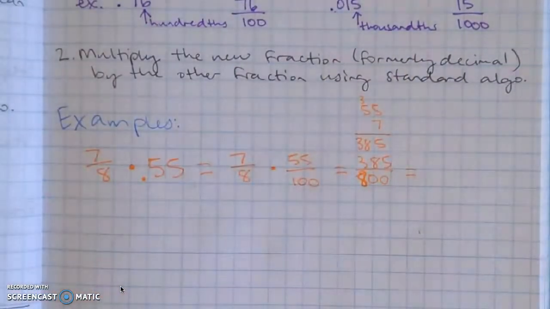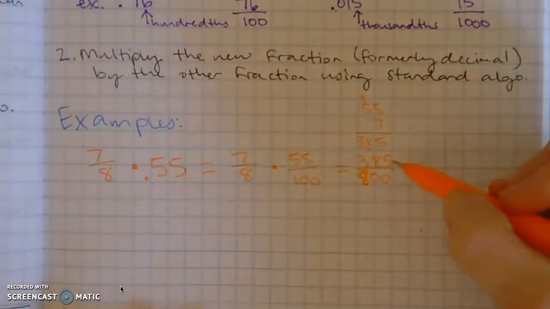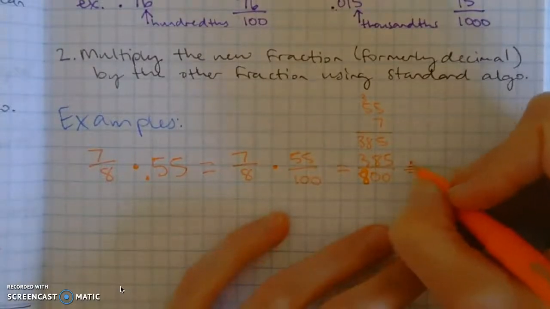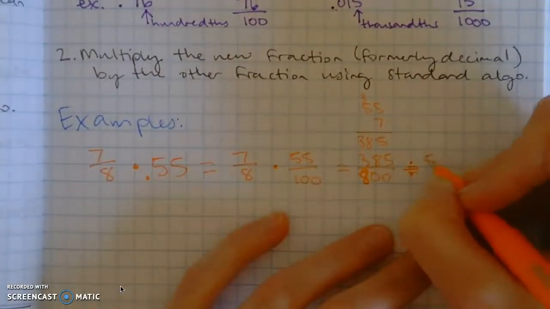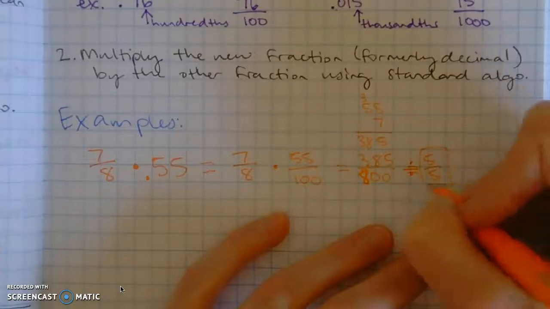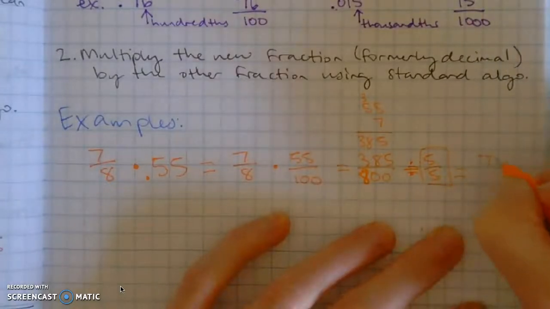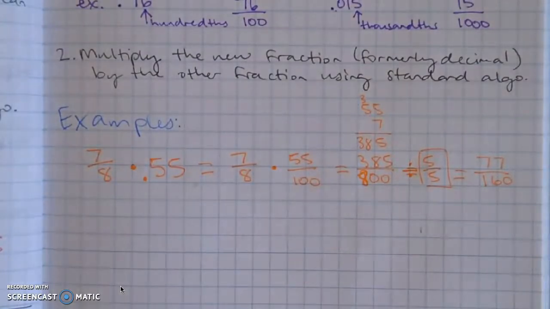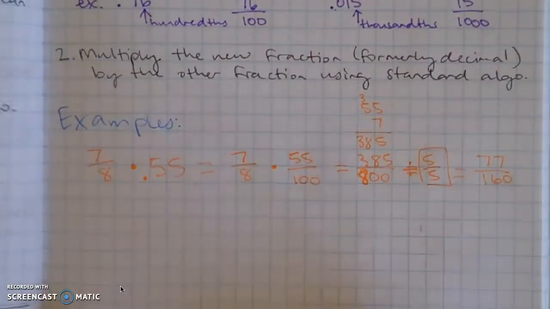And I knew that 5 is going to go into it because it ends in 5 and it ends in 0. So I'm going to divide. Oops, I should have done that as a divide by 5 over 5. And my reduced fraction is going to be 77 over 160. Okay, and 77 is not a prime number, but divisible by 11. And that's pretty much as low as that one's going to go. Okay, let's do one more quick example.